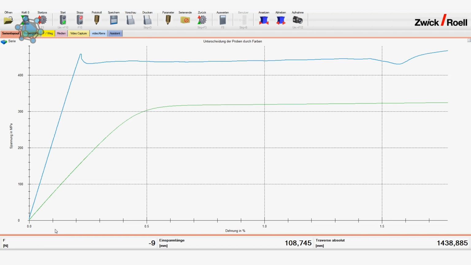To better compare the difference between each material's Young's modulus, we'll zoom in on this area. Here, we see a clear difference in the two slopes, showing the ratio between the two materials to be about 3 to 1.